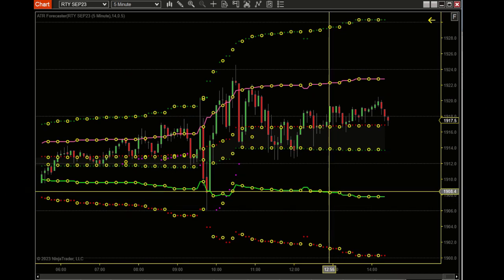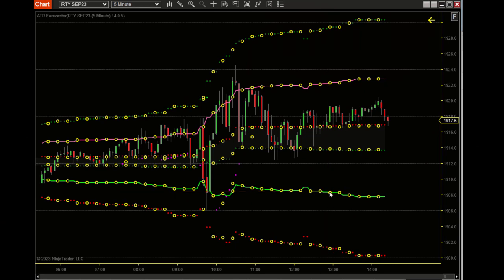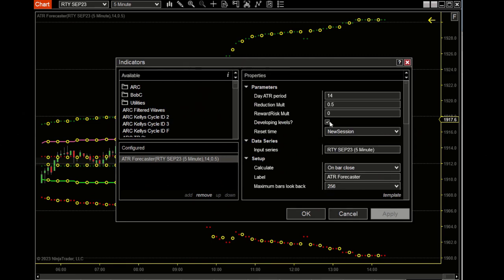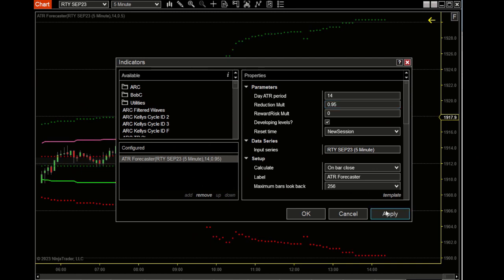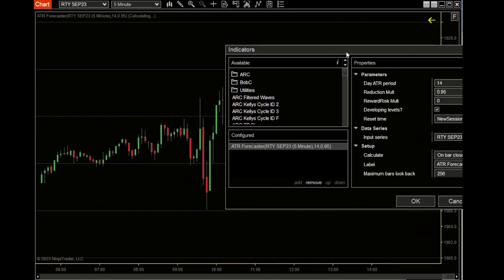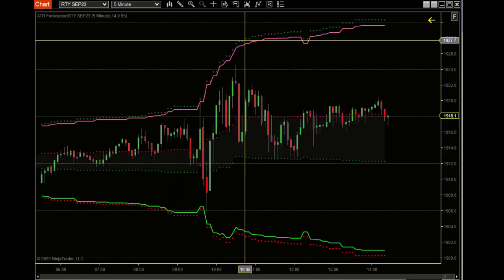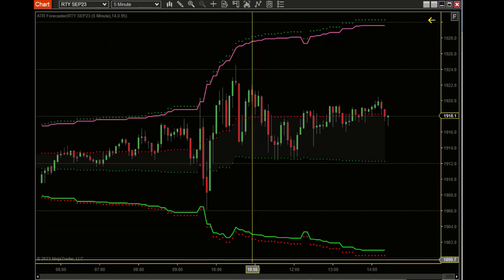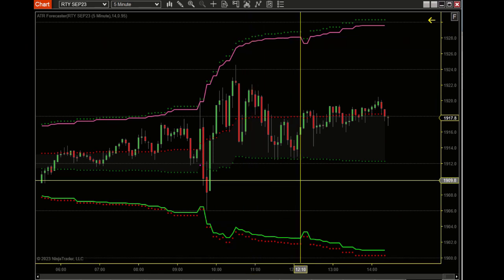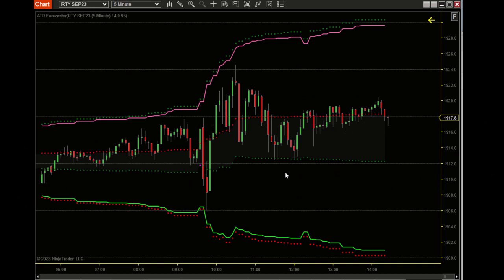Let's take a look at the other parameters here. What we've got is the reduction multiplier, that's something you can tweak. Let's go ahead and make that larger. Now it's very close to the actual ATR. So you can kind of get it out of the way if you want. You can set that number to 1.0, and it'll be right on those green and red dots.